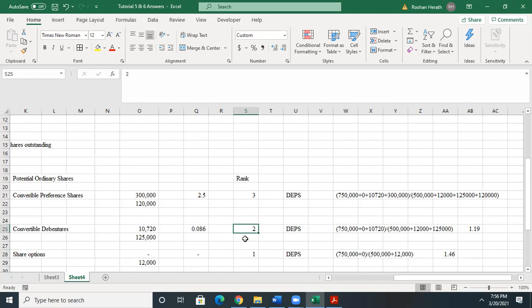Most dilutive ones we look at, right? This rank is given by most dilutive. Right? Most dilutive. Then if we look at the third case, significantly it's good because it adds some profit as well as it adds number of shares, but it is quite less. So even I thought that this is going to be anti dilutive.